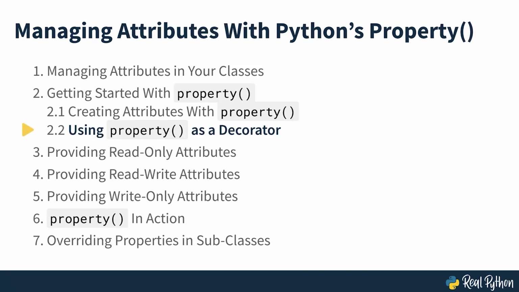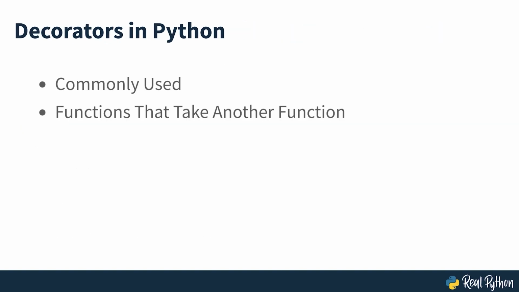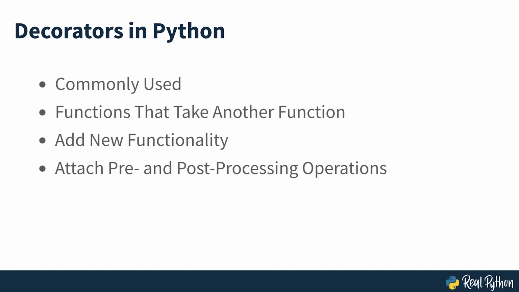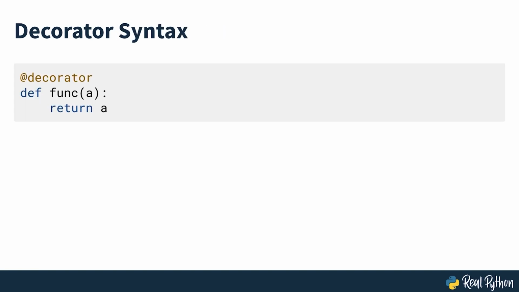Using property as a decorator. Decorators are everywhere in Python. They're functions that take another function as an argument and return a new function with added functionality. With a decorator, you can attach pre- and post-processing operations to an existing function. As you can see on screen, the decorator syntax consists of placing the name of the decorator function with a leading @ symbol right before the definition of the function you want to decorate.